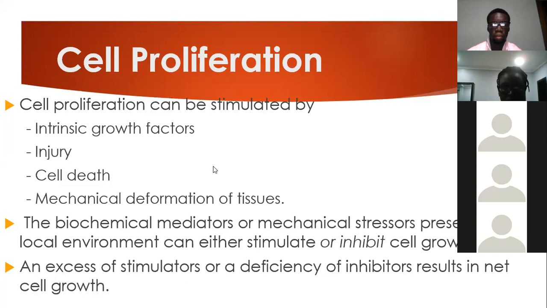Sometimes you have an excess of the things that stimulate cell growth and a deficiency of the things that inhibit cell growth. Then in all, you have a total cell growth, because the things that stimulate cell growth are more than the ones that inhibit it. So in totality, there will be growth.